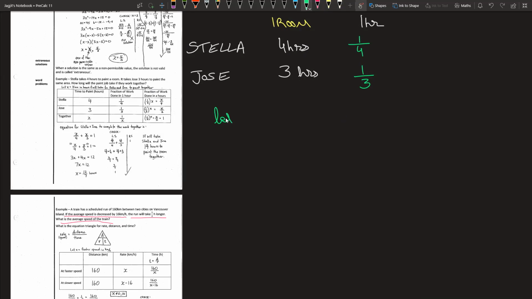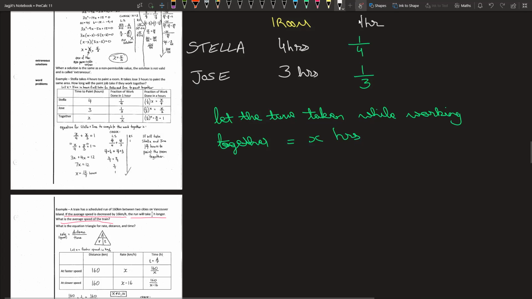And the question says, how much time will they take if they work together? So we're going to say, let the time taken while working together be X hours. So we're going to say in 1 hour, she paints 1/4 of the room. Jose paints 1/3 of the room. Then we're going to say, okay, in X hours, how much of the room does Stella paint? Stella must paint 1/4 times X, which is X/4 of the room.